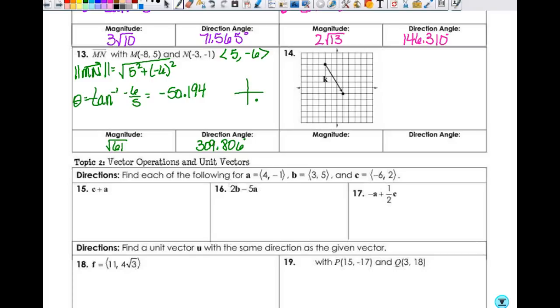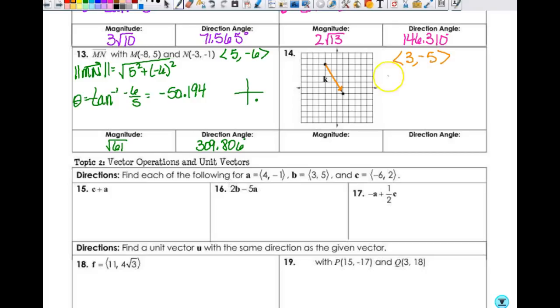All right, number 14. I can find my ordered pairs, and I can find my component form that way, but I can also see that my vector is directed this way, right? So in order to get from this point to this point, I would have to go to the right 3, 1, 2, 3. So I have a positive 3, and then down 1, 2, 3, 4, 5. So that's a negative 5 for the y.